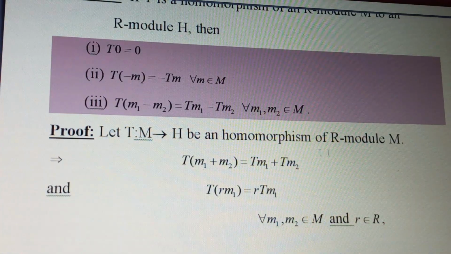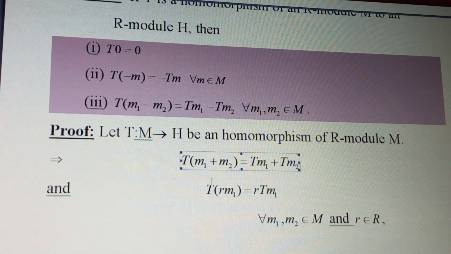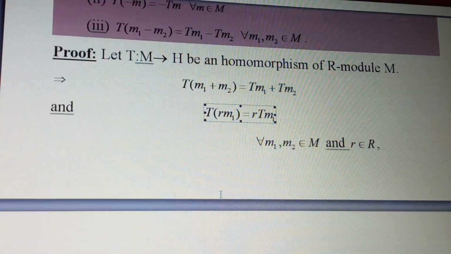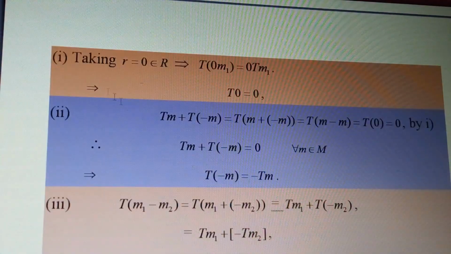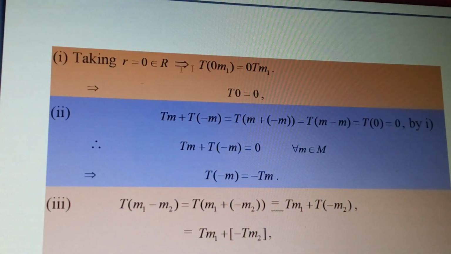We take the mapping T, with the first and second conditions by definition, and m1 and m2 elements of M and r an element of R. First condition: we take the second condition in the definition. Let r be the element 0 of the ring. Then T(0·m1) = 0·T(m1), which gives T(0) = 0. The first condition is completed.